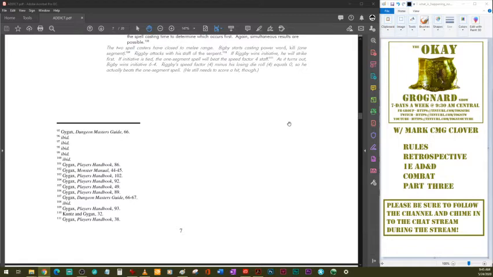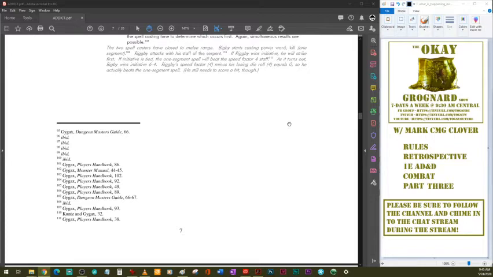The two spellcasters have closed to melee range. Bigby starts casting Power Word Kill, 1 segment. Rigby attacks with his Staff of the Serpent. If Rigby wins initiative, he will strike first. If initiative is tied, the 1 segment spell will beat the speed factor 4 staff. As it turns out, Bigby wins initiative 6-4.